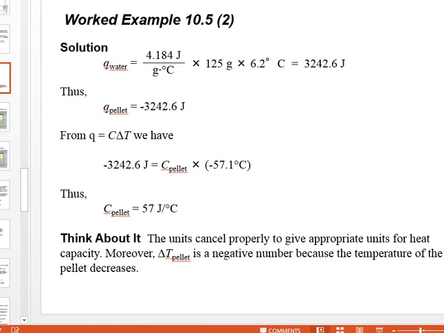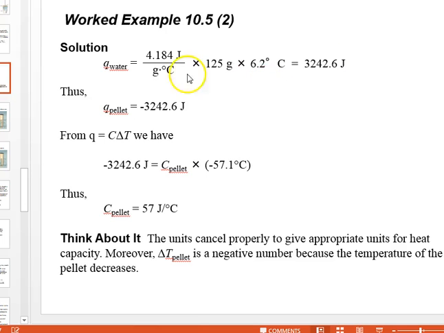Alright, so let's now take a look at this solution, and sorry about the slide flip-flopping. I needed to actually put this information in. So following along with me, we have our specific heat of water, which is a constant, 4.184 joules per gram degree Celsius, our mass, 125, and our delta T, 6.2. This gives us a heat value of 3,242.6 joules.